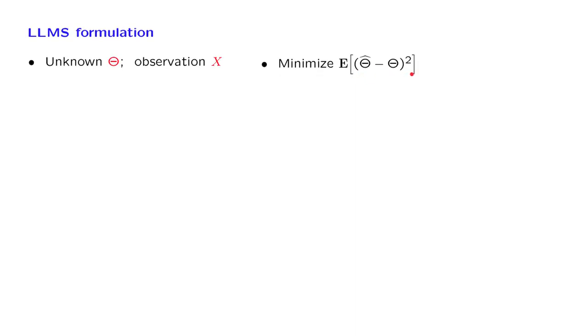And we have seen the general solution to this problem. If we consider arbitrary estimators, it turns out that the best possible estimator, the best possible function g, is this particular function of the observations. Our estimator is the conditional expectation of theta given x.